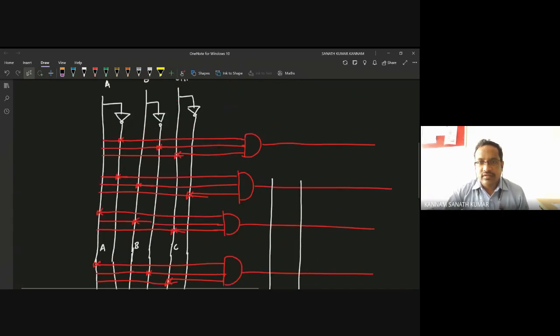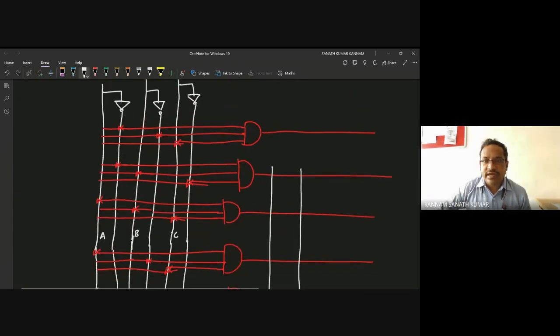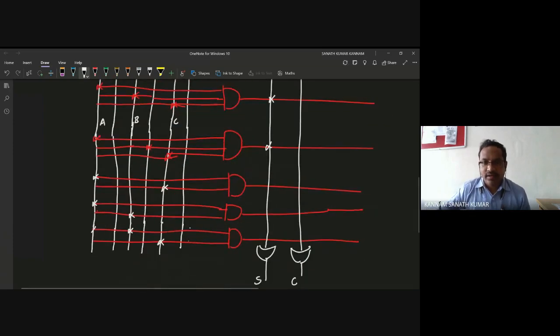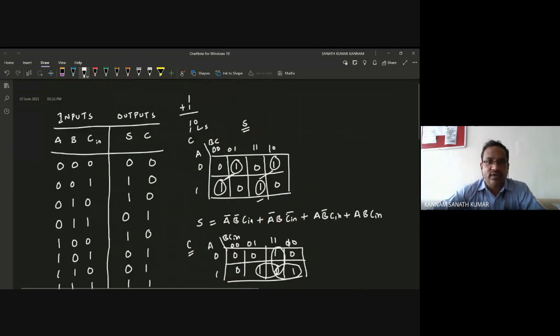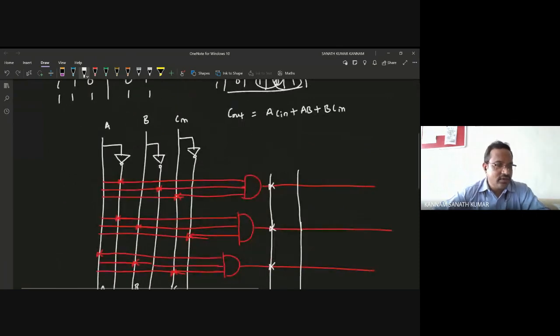So PLA means both the AND array and the OR array are programmable. So sum equals, these are all the sum. And next, what is carry? Carry is these all. So like this you need to implement by using the PLA. So this is about the full adder implementation of the combinational circuit full adder by using the PLA.